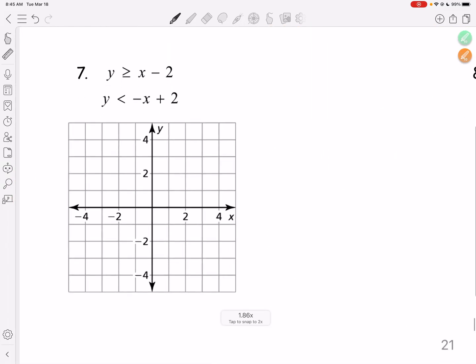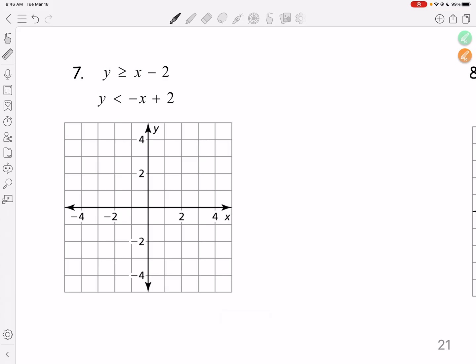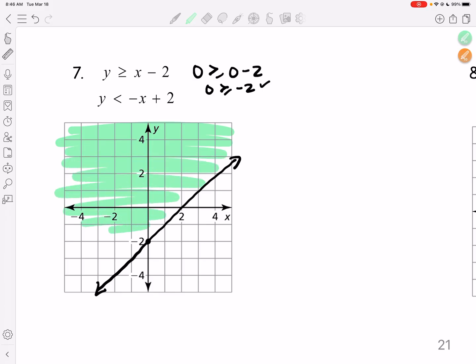Now, 7, we can see this guy. Again, we know how to graph this. We're going to start at negative 2, and then my slope's 1, and I can see it is greater than or equal to, so it means it's a solid line. So I go up 1 and over 1, and I graph my line something like this, okay? When I'm looking for a highlighted region, I'm going to try the point 0, 0. So that means I get 0 is greater than or equal to 0 minus 2, which becomes 0 is greater than or equal to negative 2, which is true. So I can go ahead and highlight this top portion right there.